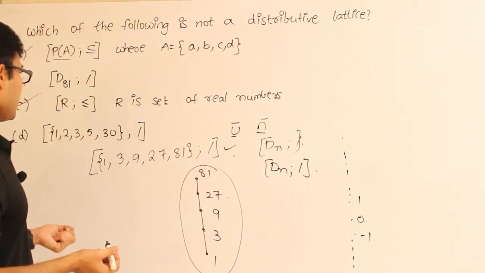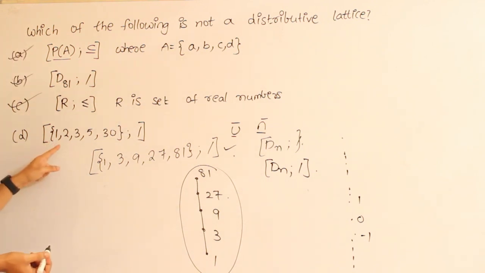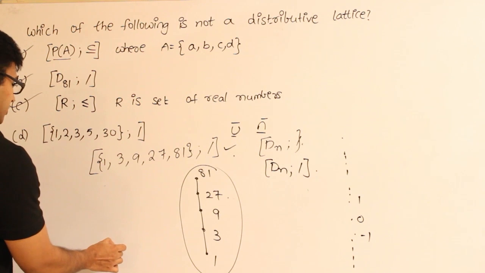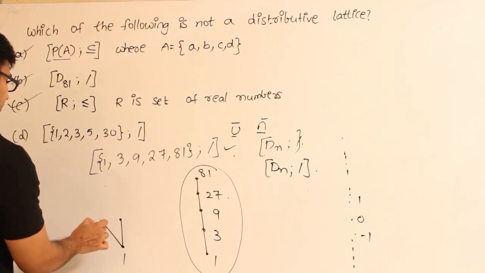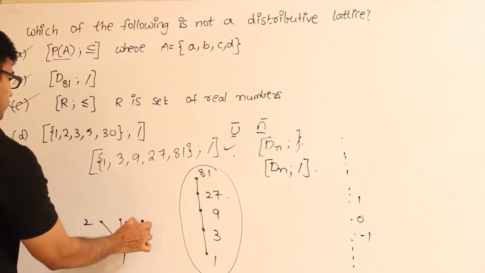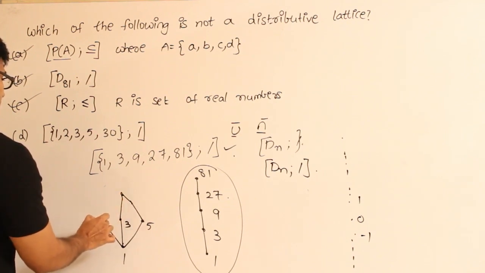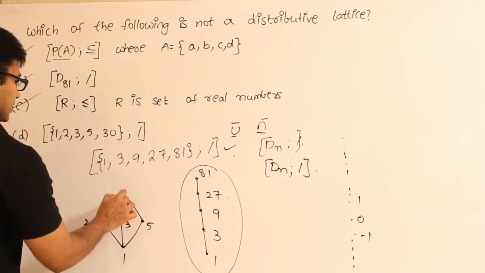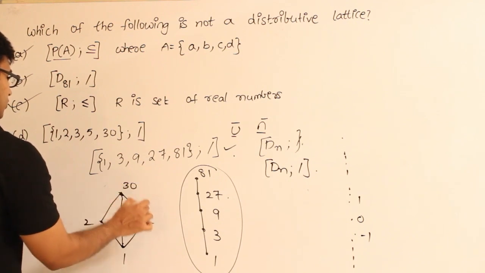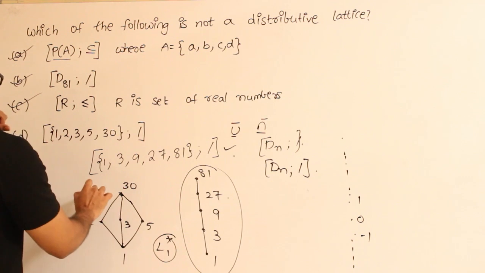That is why. And if you look at this one, the last one, D, some numbers are given: 1, 2, 3, 5, 30 and divides. Now if you try to put them in the form of a lattice diagram, 1, 2, 3, 5 and 30, right? So this is isomorphic to L1 star. Therefore it is not distributive.